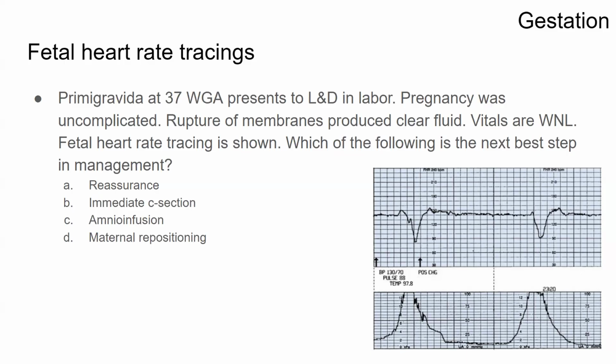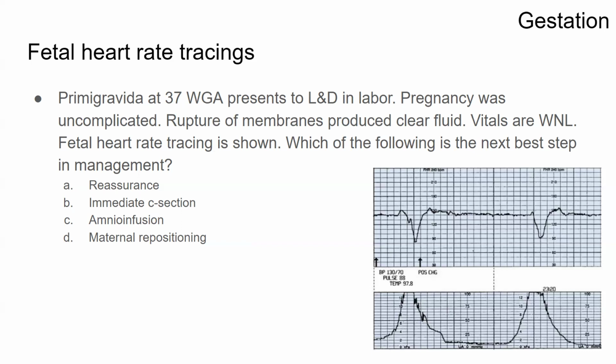So we have a primigravida at 37 weeks gestation. She presents to labor and delivery in labor. Her pregnancy was uncomplicated. Rupture of membranes produced clear fluid. Vitals are within normal limits. Her fetal heart rate tracing is shown, and which of the following is the next best step in management?